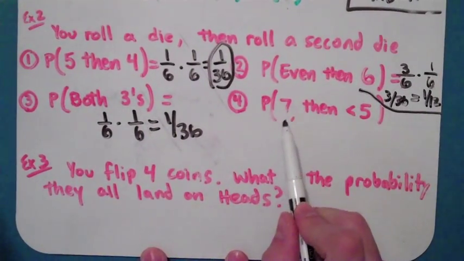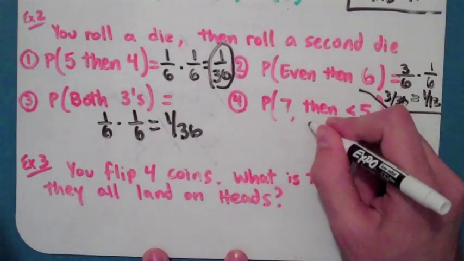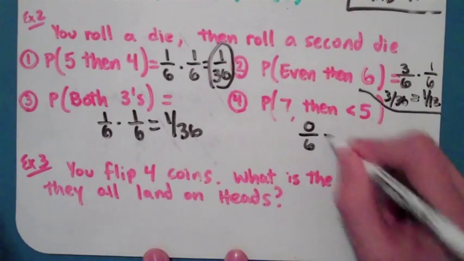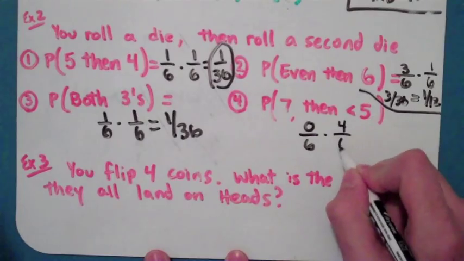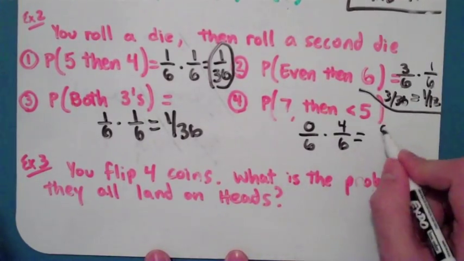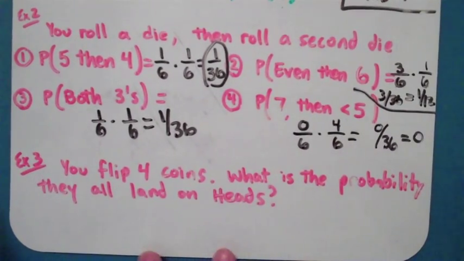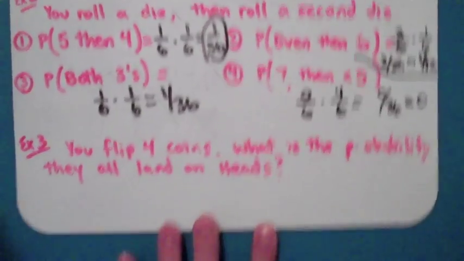For our last one, we want to get a 7, then we want to get a number that's less than 5. For the probability of 7, there's no 7 on the die, so that's going to be a 0 out of 6 chance for that happening. Less than 5 means 1 through 4, so we have a 4 out of 6 chance for that. When you multiply straight across, you get 0 over 36, which just equals 0. And that makes sense because if you want both of these things to happen, that's never going to occur because you can't get the 7 in the first place.